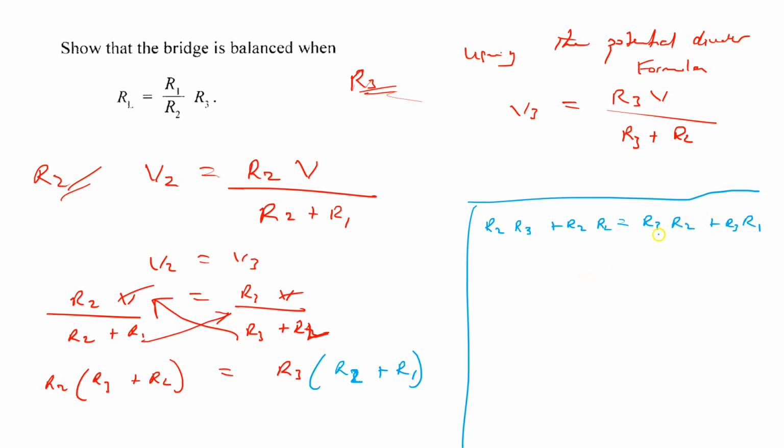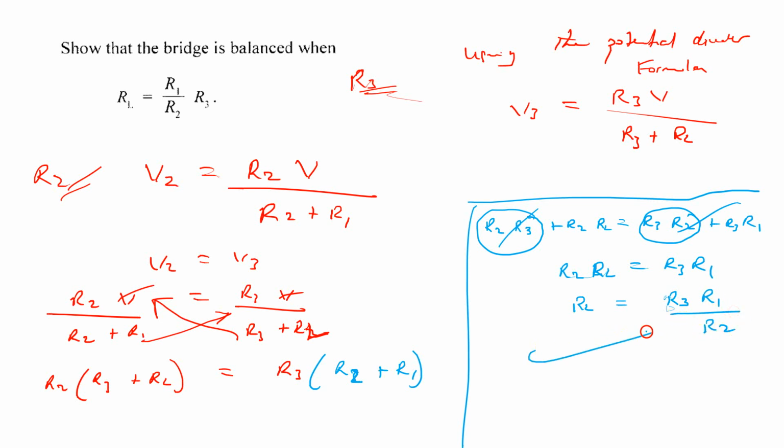One of the things you're going to realize is that this term is common over here, so if we were to transpose the equation and subtract them, they would cancel out. So what we're really left with now is R2 times RL is equal to R3 times R1. They want us to find RL. RL is going to be equal to R3 times R1 divided by R2. So that will give you your marks.